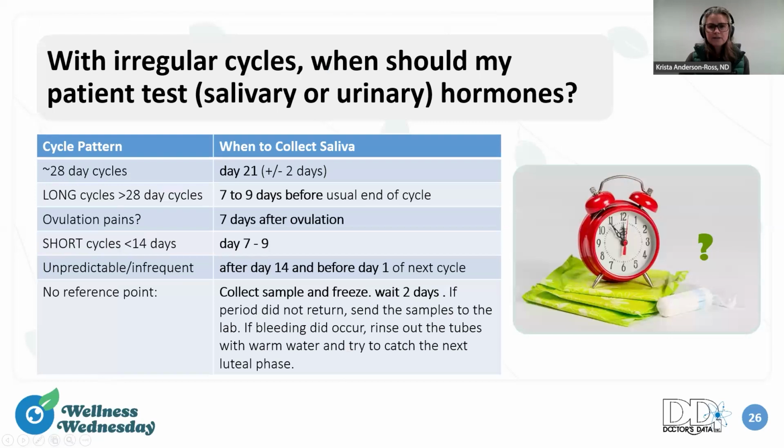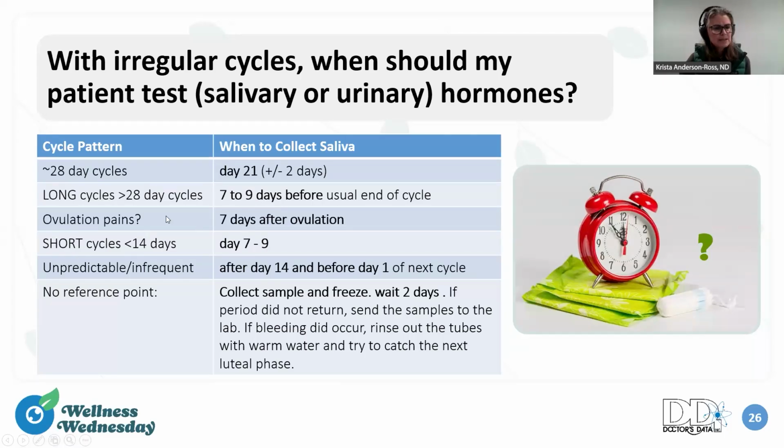And this is a valuable graph to show when to collect based on one's cycle pattern. We get a lot of questions about this. When somebody has an approximate 28-day cycle, we're looking at testing around day 21, give or take a day or two. If somebody has a longer cycle, greater than 28 days, you're going to count back 7 to 9 days from when they usually start to bleed.